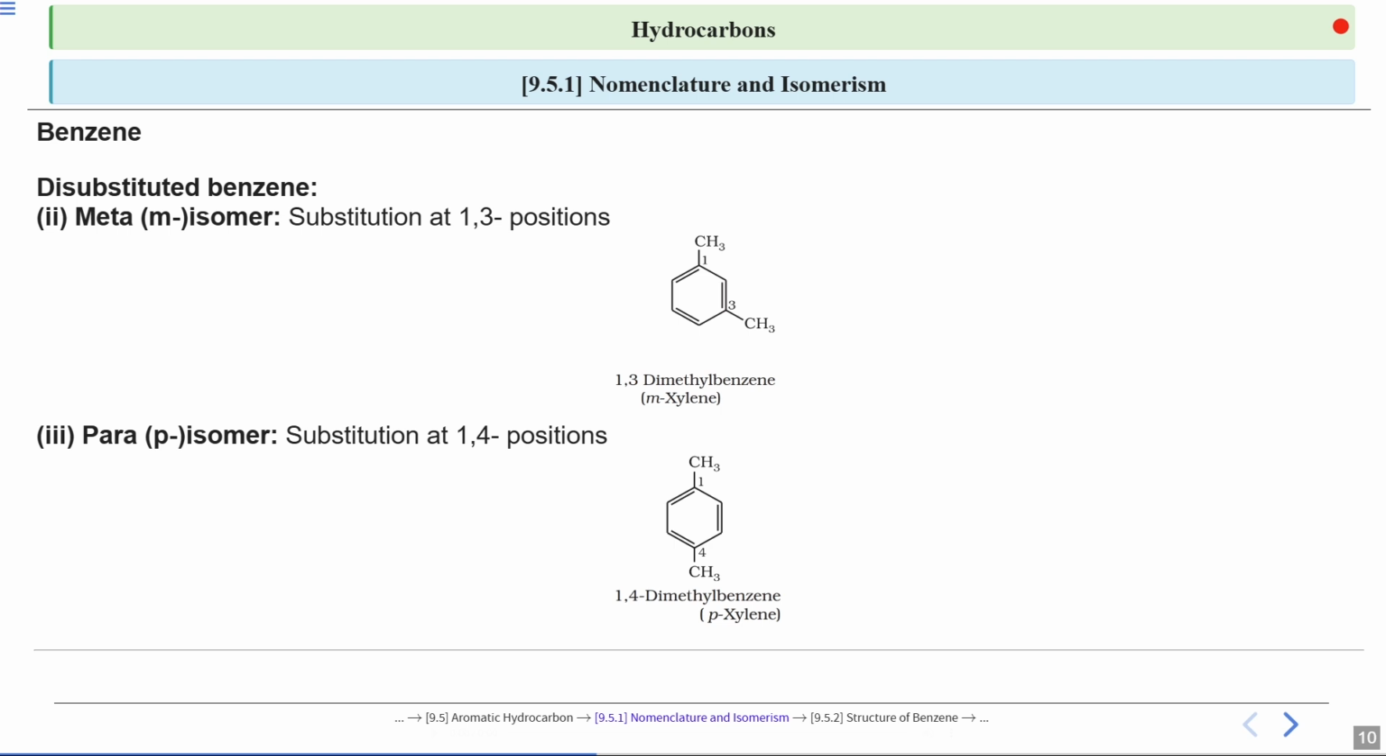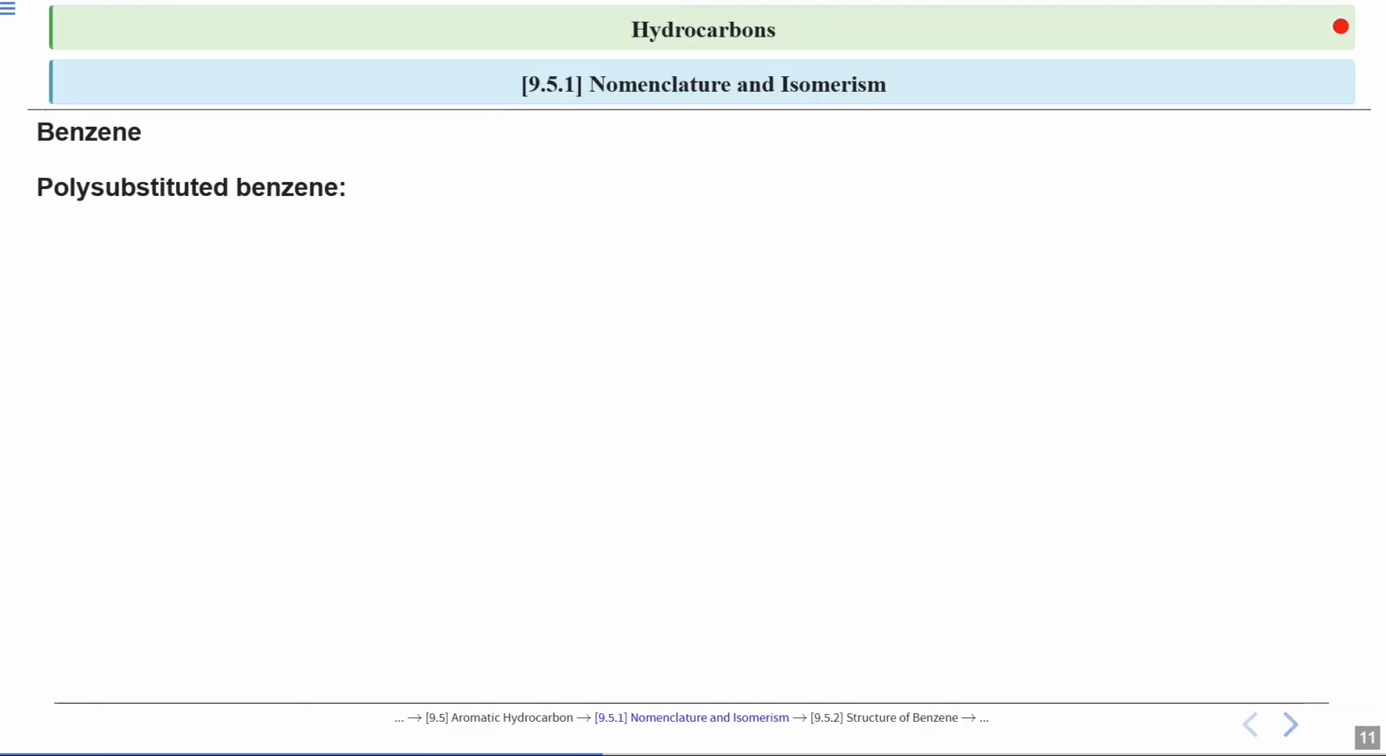You can also take 1 CH3 and 1 chlorine, or you can take 1 NO2 or 1 chlorine. So, all will be considered under this disubstituted benzene. Here we have an example of same type of substituent, and it is 1,4-dimethylbenzene or para-xylene. Moving on to the third type, which is polysubstituted benzene.